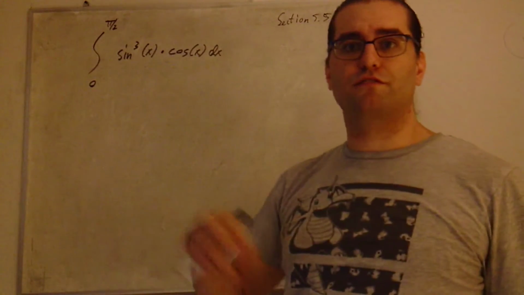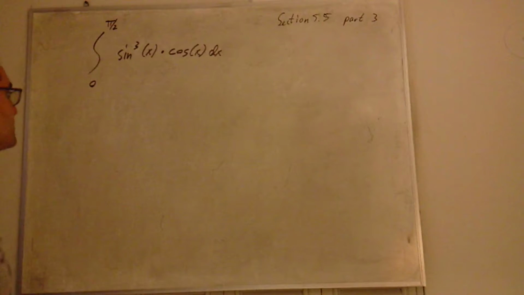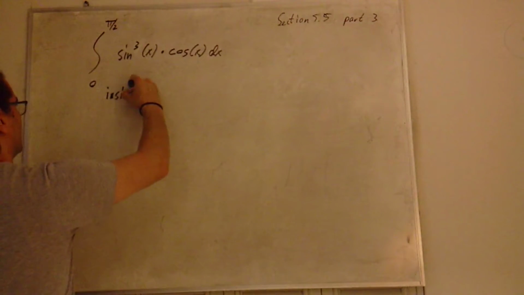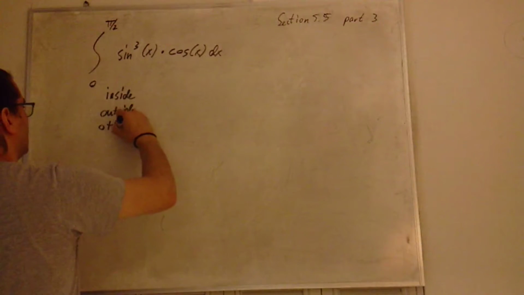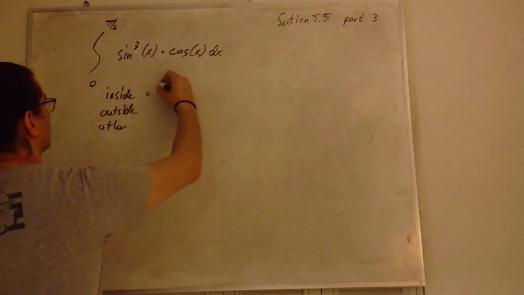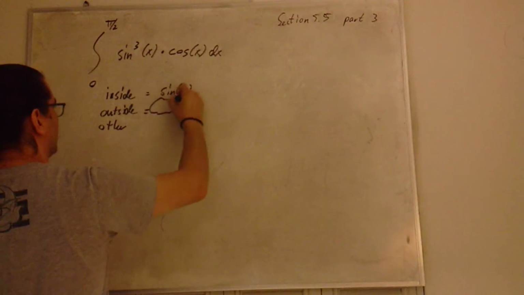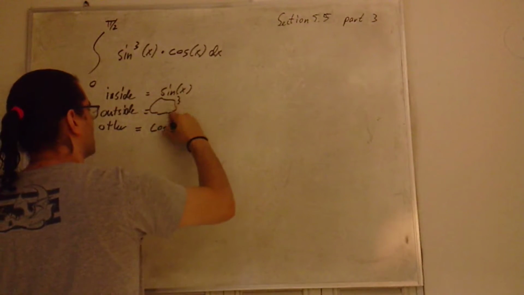But let's look for now at the two ways to solve this. Both of these techniques are going to start the same. We're going to do the inside, outside, other. Inside is sine, outside is something cubed, other is cosine x dx.